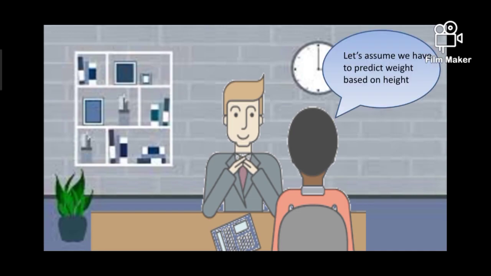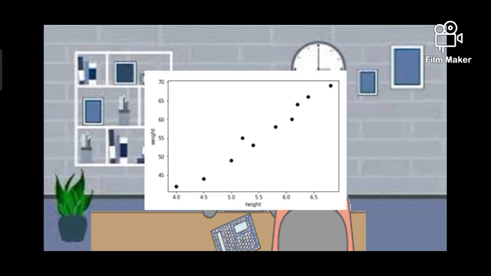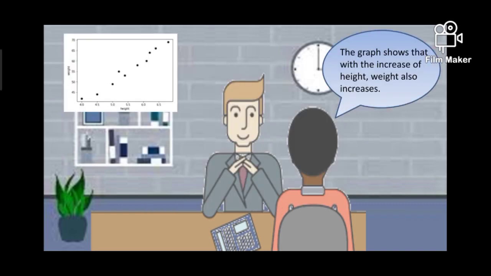Let's assume we are taking an example where we have to predict weight depending on the height. Here itself we can declare that height is the independent variable and weight is the dependent variable. We have prepared a scatter plot based on the data set of attributes height and weight. Now we can see there's a linear trend in the scatter plot. The graph shows that with the increase of height, weight also increases.